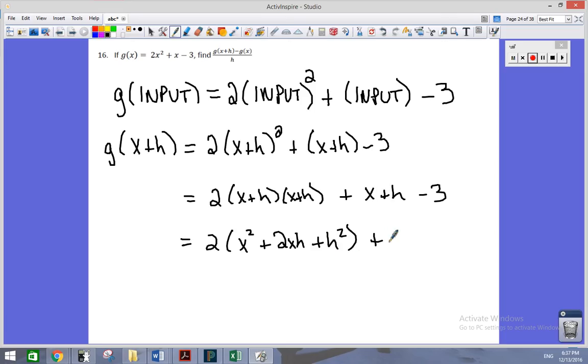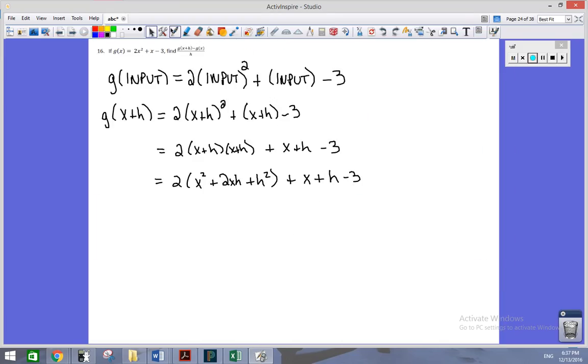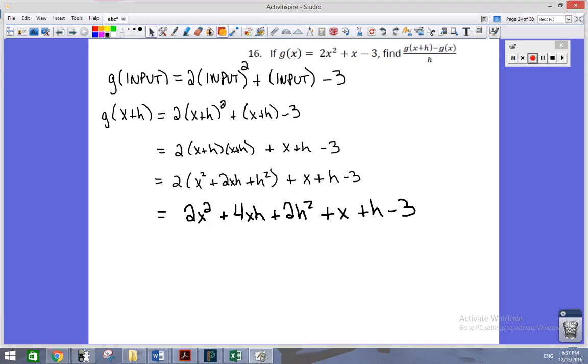If you need to do that in the form of a table, then just take the time to create your table. You'll get the same answer I did. Now, I need to distribute 2 through that. So I've got 2x squared plus 4xh plus 2h squared plus x plus h minus 3. All of these terms are for just that first term, g evaluated at x plus h. This is now going to be replaced with this.